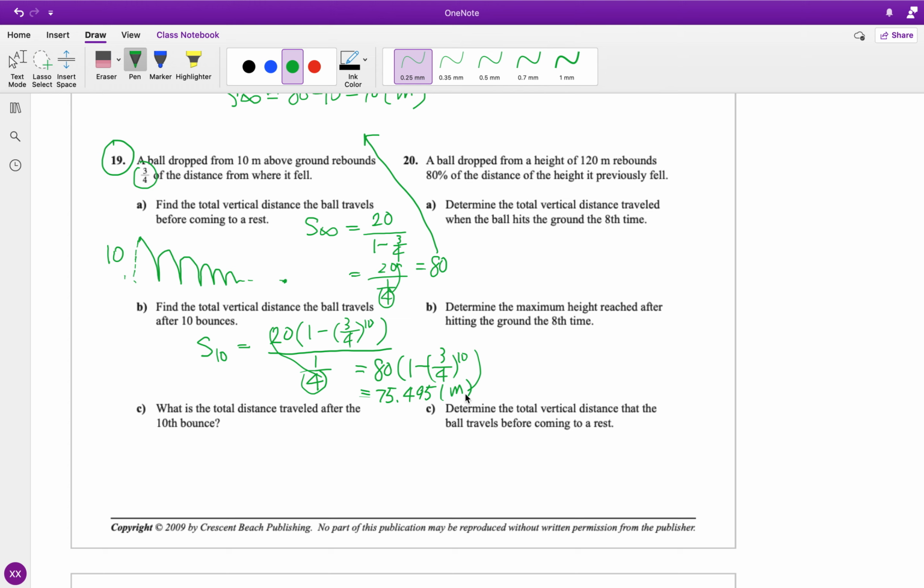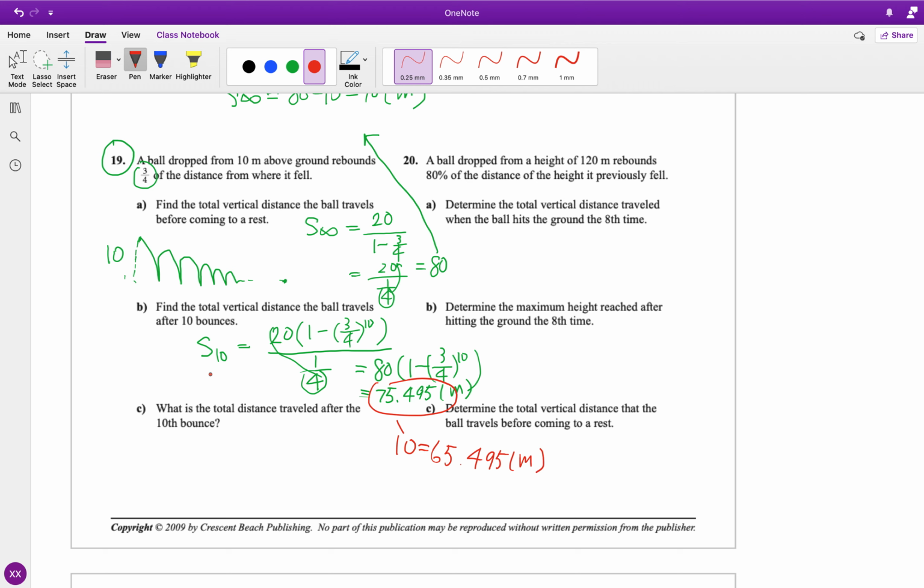So 75.495 meters. Now again, this 75 needs to be subtracted by 10, and then you get 65. So that is 65.495 meters.